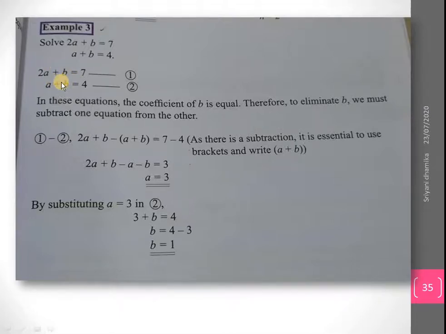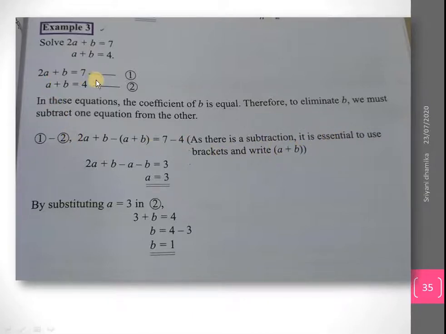Now what is the term with equal coefficient here? It is b. So we have to eliminate b, so we must subtract one equation from another. We have to subtract, otherwise we can't remove the term with equal coefficient. Now here, as there is a subtraction, it is essential to use the bracket. Keep in mind this point: when subtracting equations, it is essential to use the bracket.